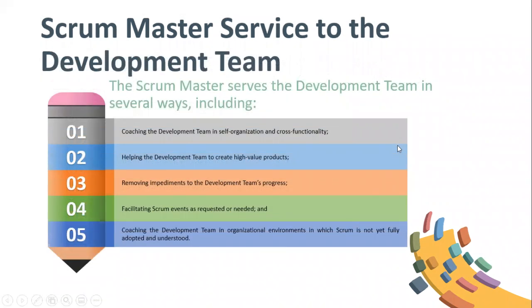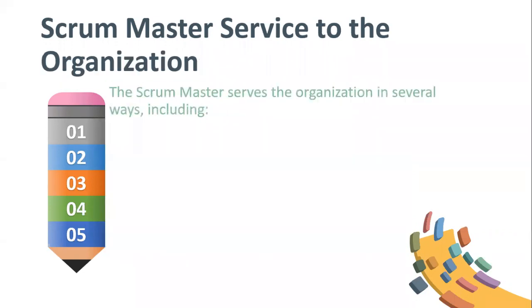Scrum Master service to the development team. The Scrum Master serves the development team in several ways, including coaching the development team in self-organization and cross-functionality, helping the development team to create high-value products, removing impediments to the development team's progress, facilitating Scrum events as requested or needed, and coaching the development team in organizational environments in which Scrum is not yet fully adopted and understood.